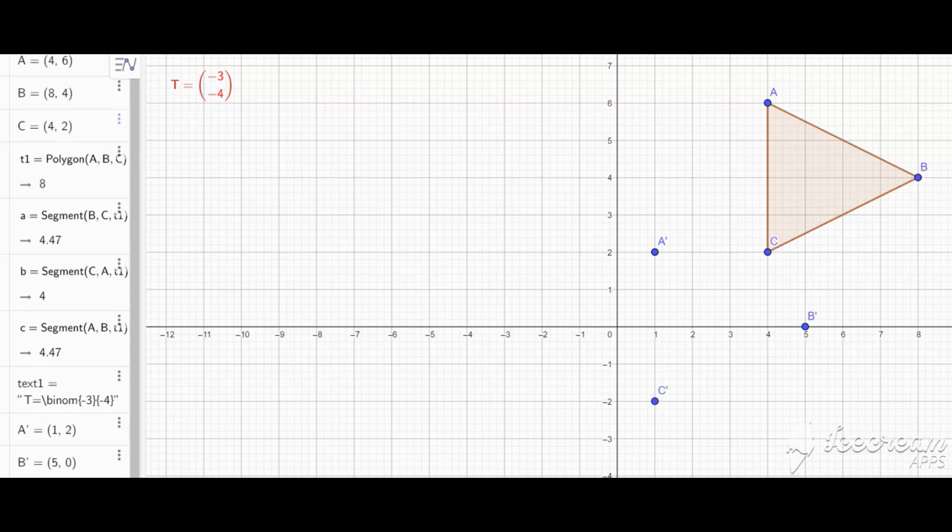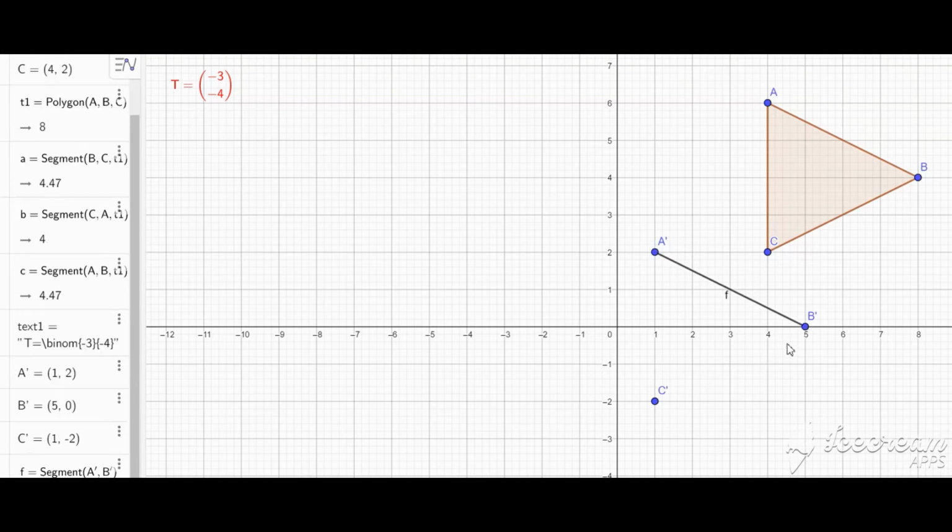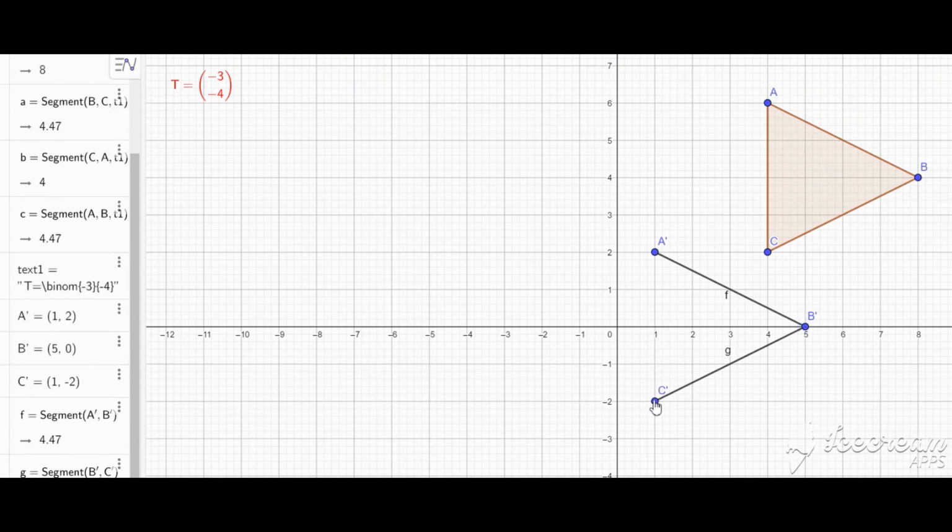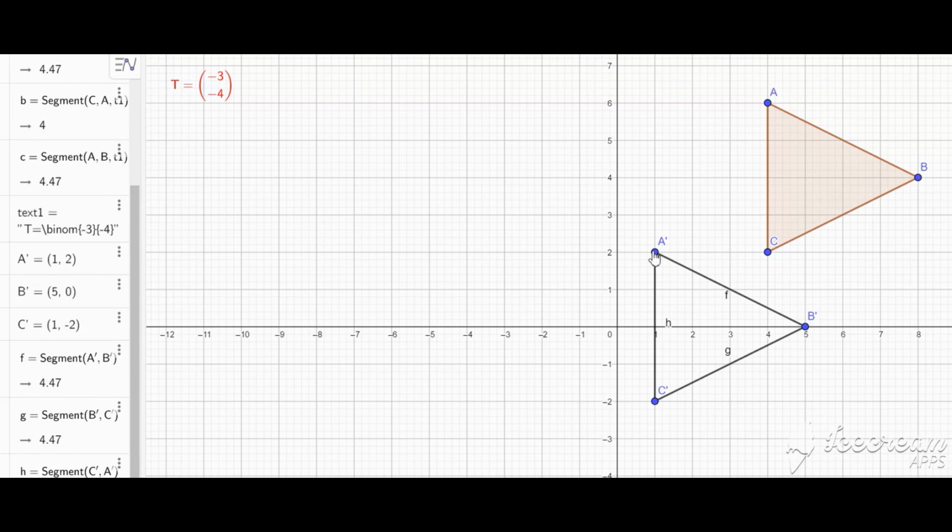Now, once we have plotted the points or the coordinates of the image, all we have to do is draw a straight line connecting those points. So we can connect A prime to B prime, we can connect B prime to C prime, and then we can connect C prime back to A prime. And that gives me my image. And you can simply just read off the coordinates.